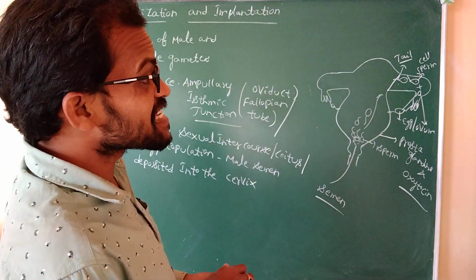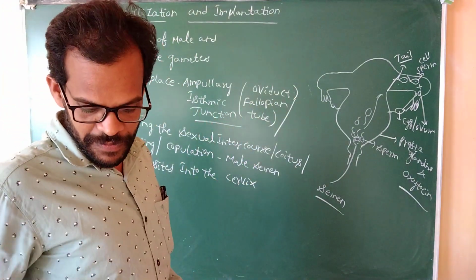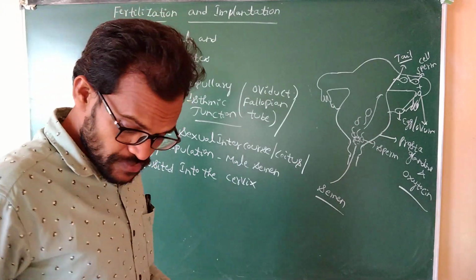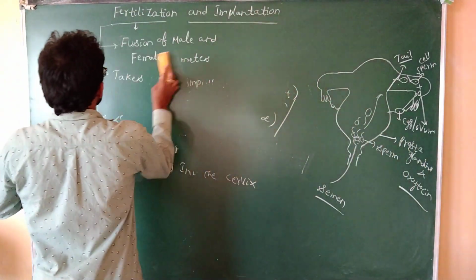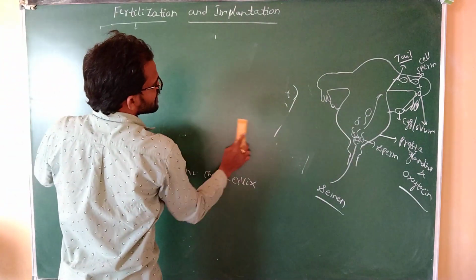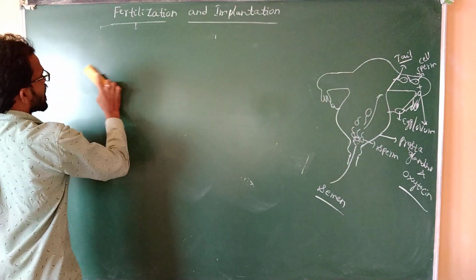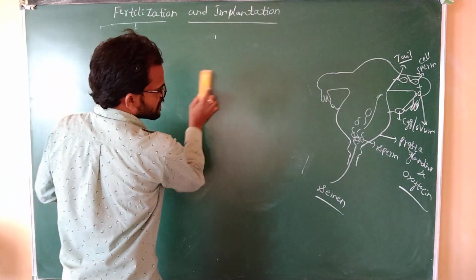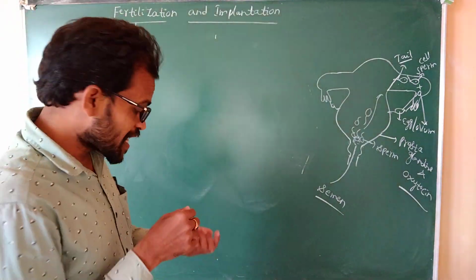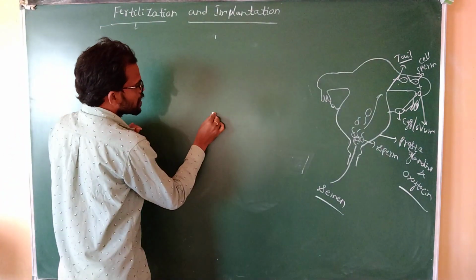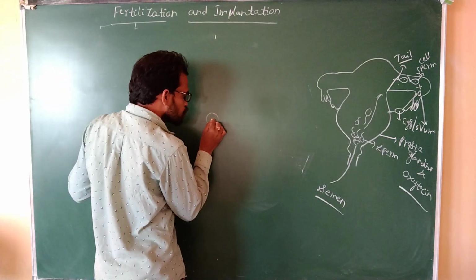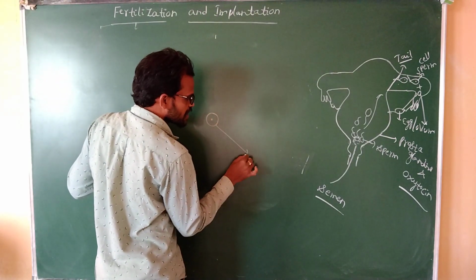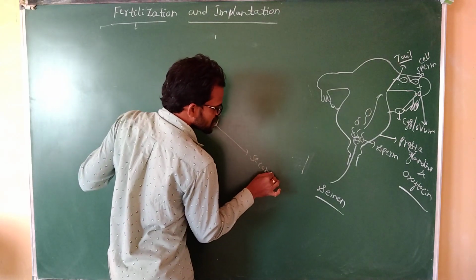Whenever the sperm cell reaches the egg cell, it attaches to the corona radiata. The corona radiata surrounds the secondary oocyte.